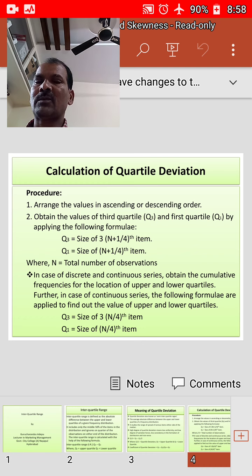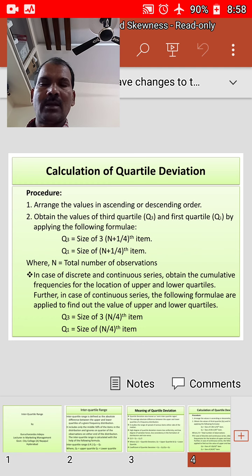Where the first item you are multiplying with 1, it won't make any difference. That's why the (n plus 1) by 4th item gives you Q1, where n is the total number of observations in the given series.